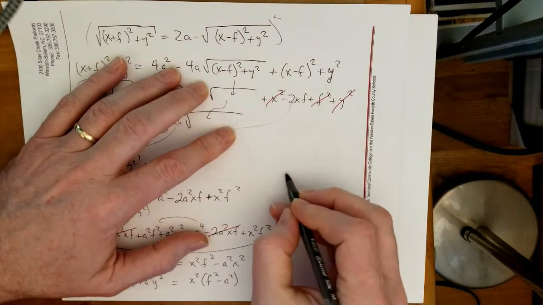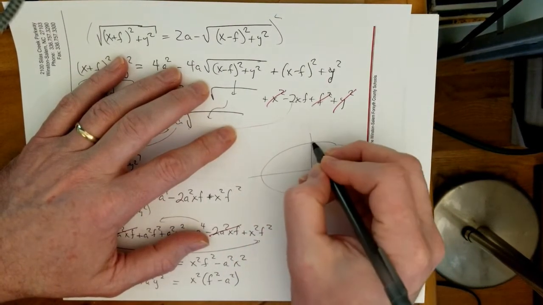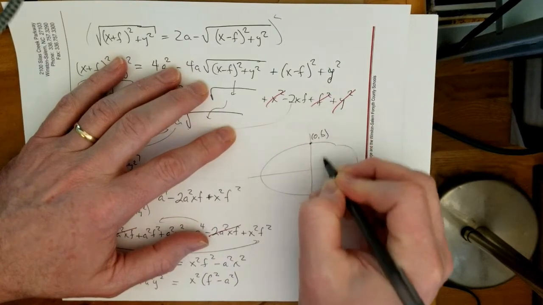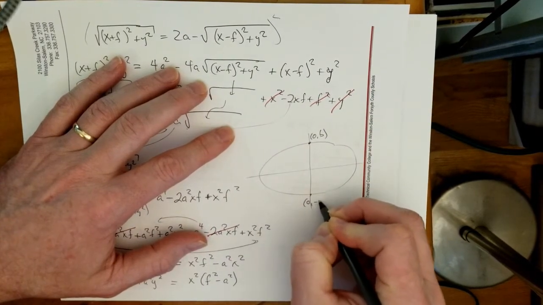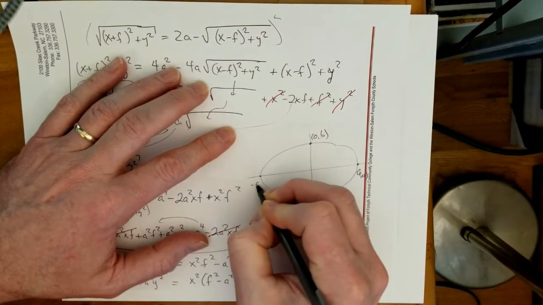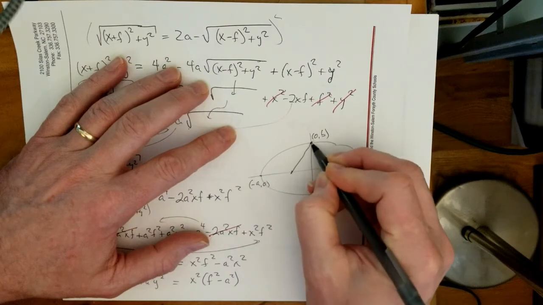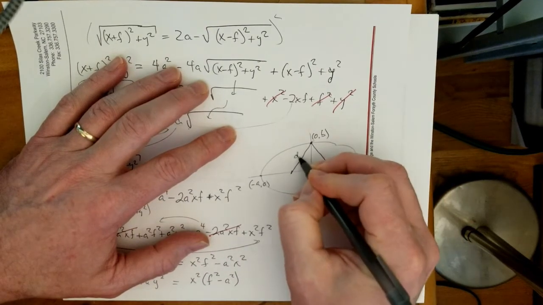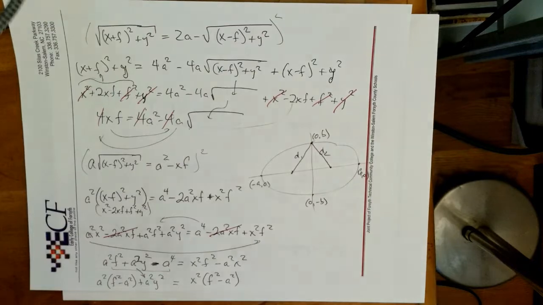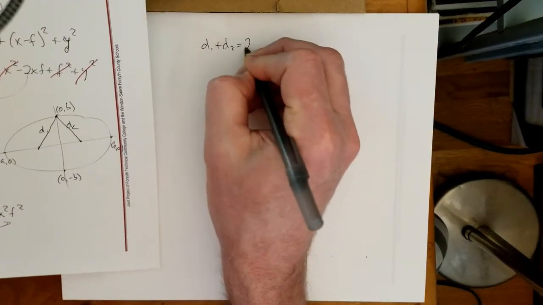If I look at the ellipse again, make this the point 0, b, and this is the point 0, negative b, and this is still the point a, 0, and this is the point negative a, 0, and I have my two lines right there. I know if that's d1 and d2, I know the sum is 2a. So d1 plus d2 is 2a.